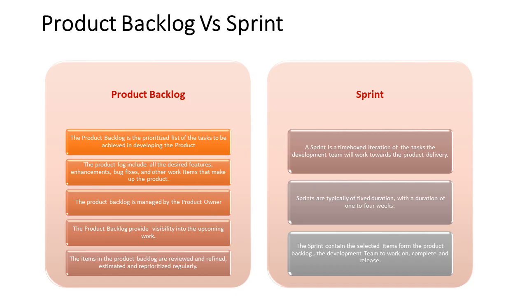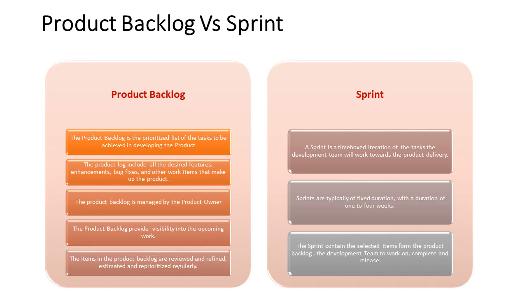In contrast, a sprint is a time boxed development cycle, usually lasting 1 to 4 weeks, where the team selects a subset of items from the product backlog to complete. These selected items form the sprint backlog, which is the team's focused plan for that sprint. During the sprint, the team works collaboratively to turn these items into a done product increment.